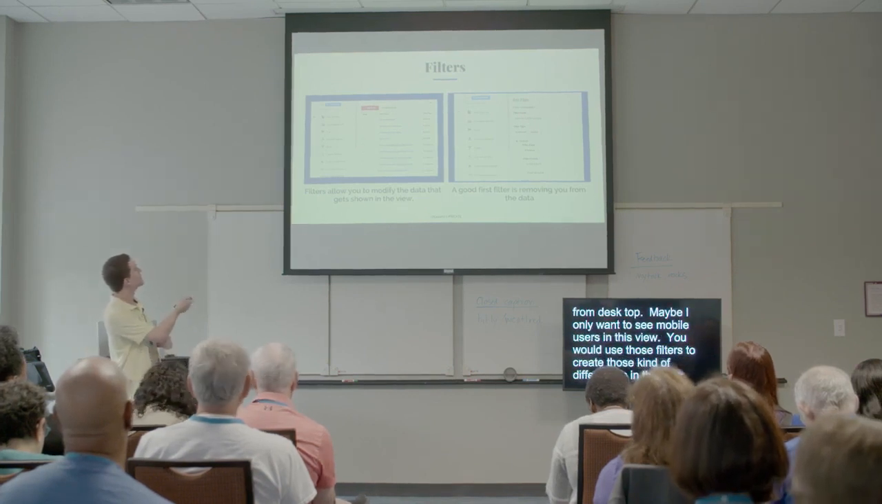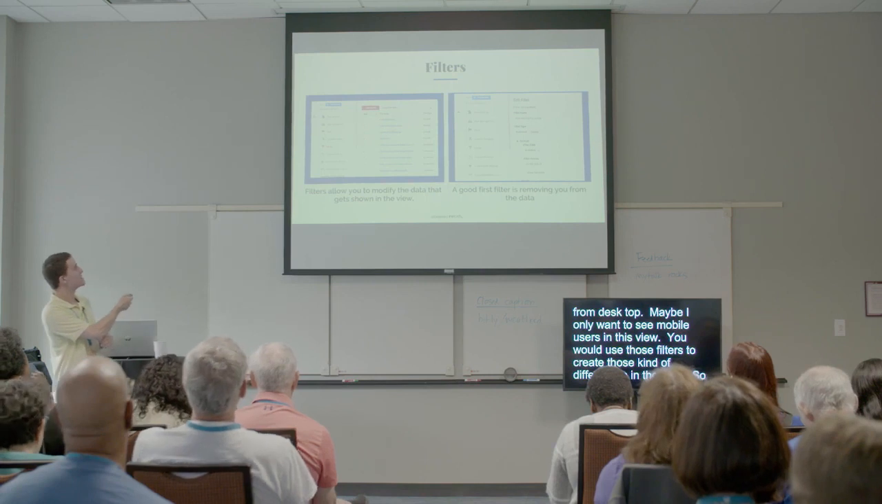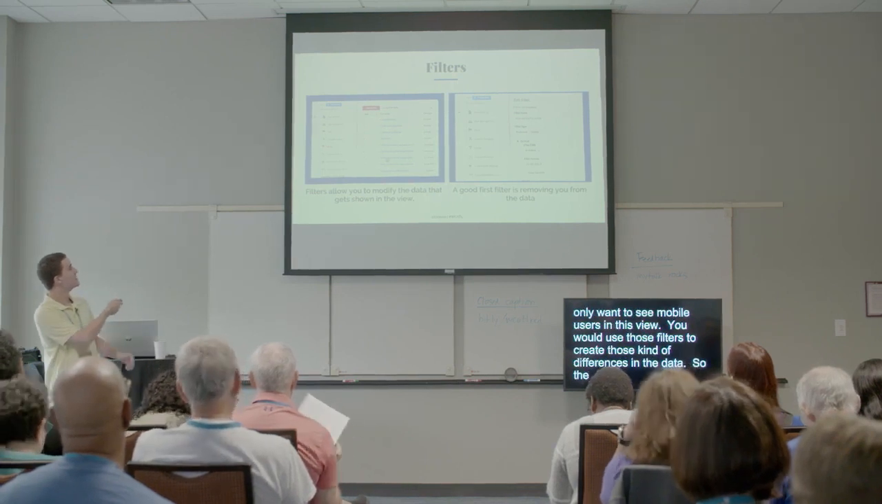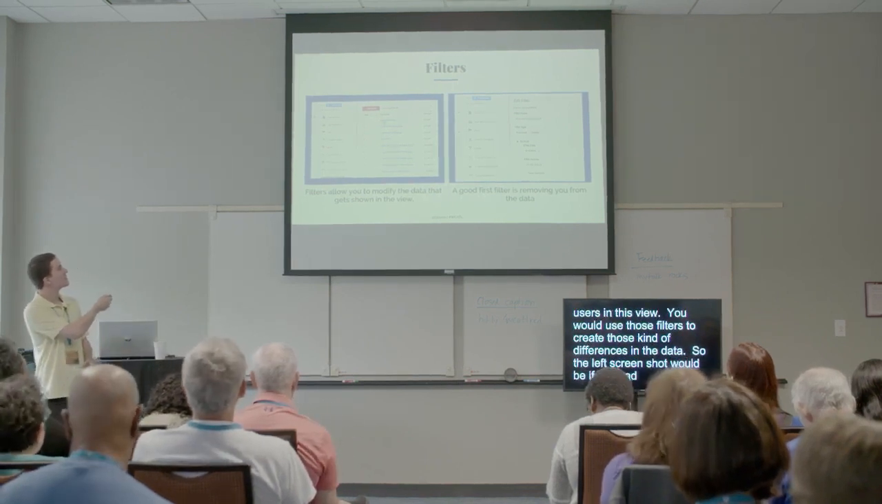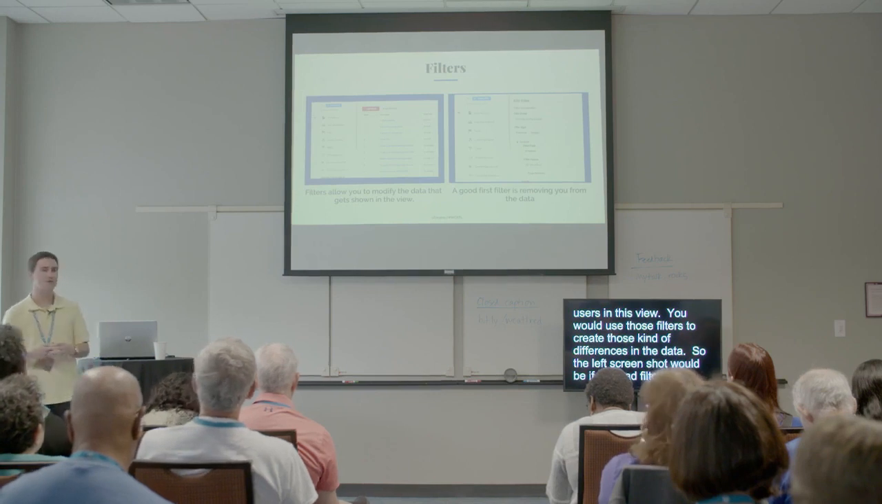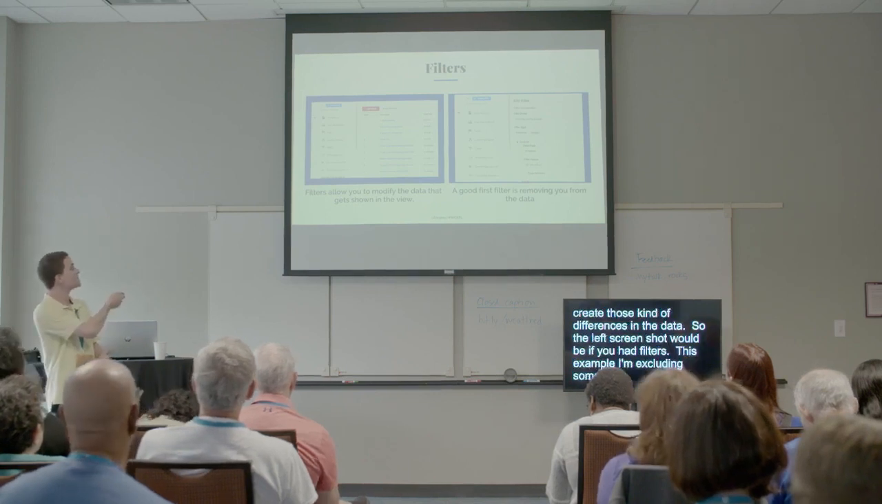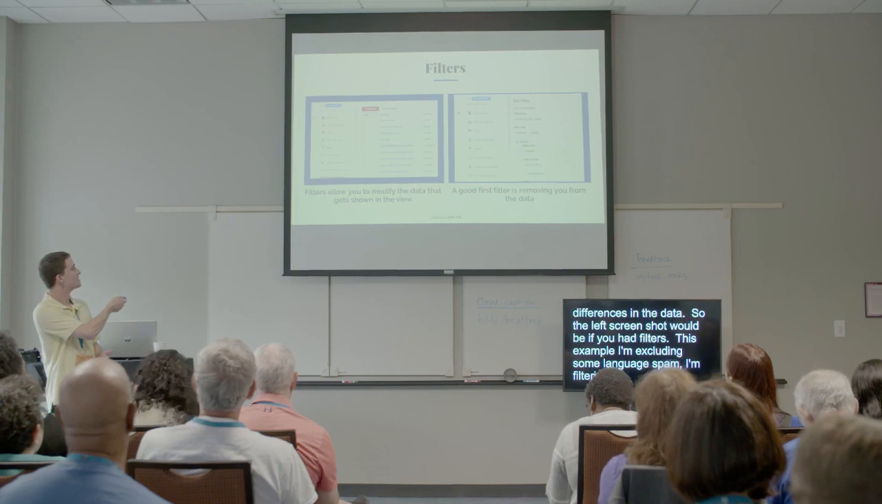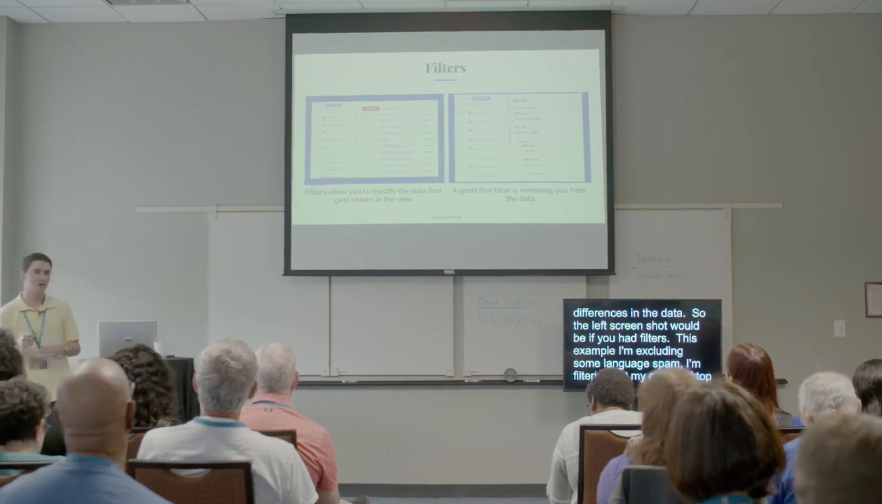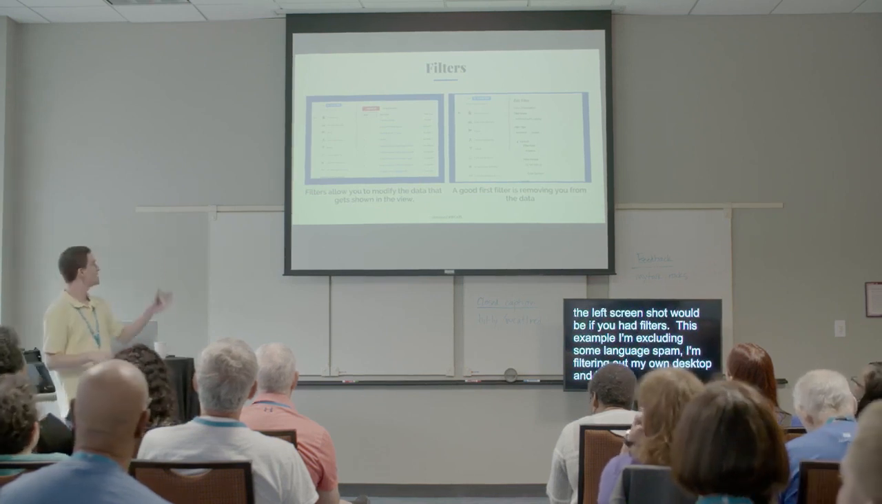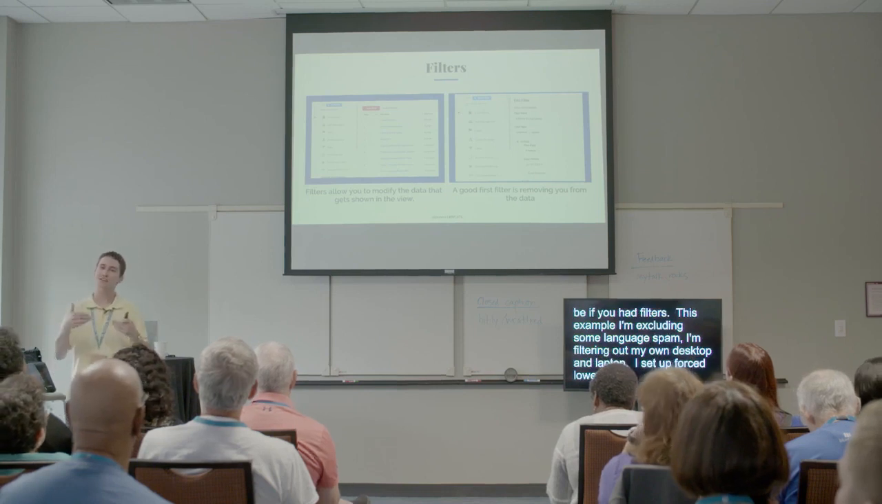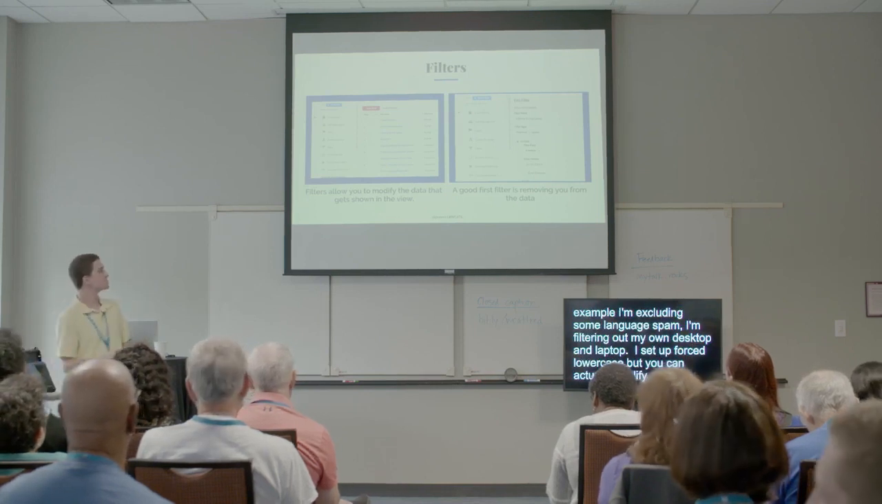On this left screenshot would be if you had filters, you could have this table here. In this example, I'm excluding some language spam that's common in Google Analytics. I'm filtering out my own laptop and my own desktop. I have a spam filter I set up. And then I set up something called force lowercase. We're going to go over UTM codes towards the end. But you can actually modify some of the data as it comes in using filters.